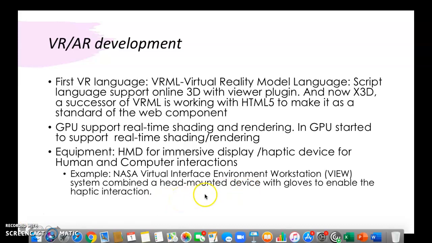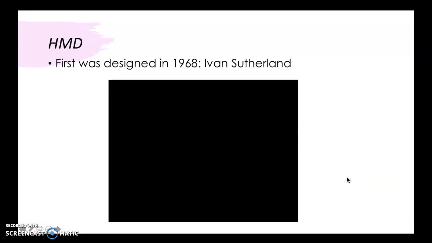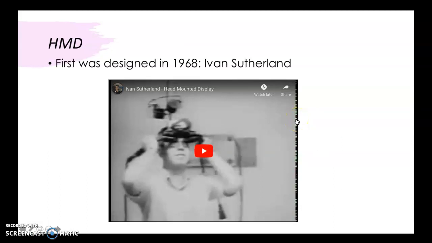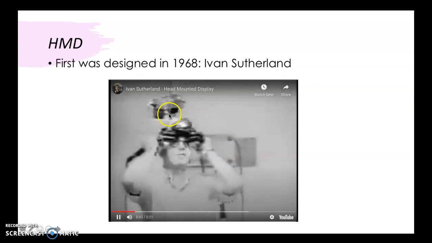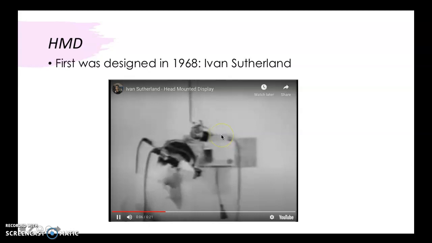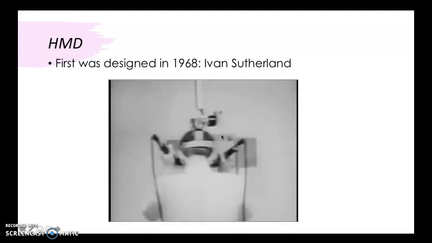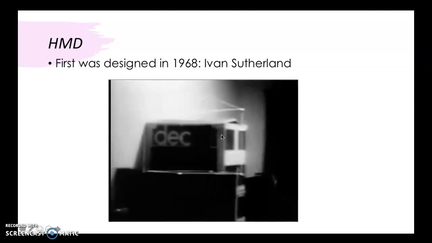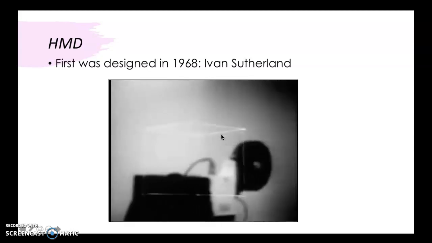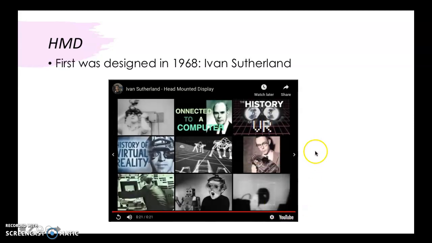I have a couple examples to show here. Hold on. Okay, the very first head-mount display was designed by Ivan Sutherland in 1968. And this is how it works. The head-mount display has positioning, so it can track the position in space, the XYZ location in the scene. And then you can interact with the scene. That's how that works.